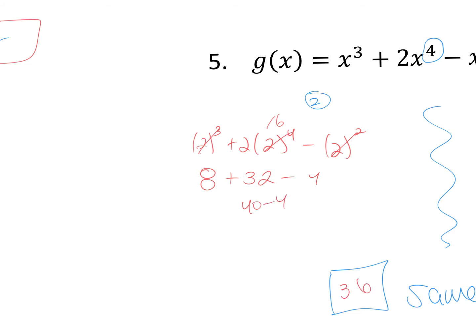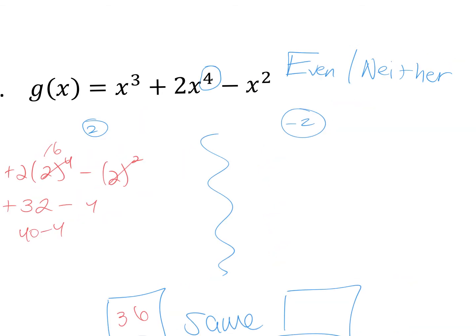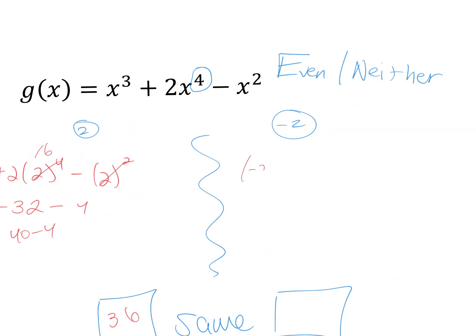Good. So same thing over here. Just plug in a negative 2. So I have negative 2 cubed plus 2 times negative 2 to the 4th power minus negative 2 squared. So negative 2 cubed is negative 8. Negative 2 to the 4th power is 16 times 2 is 32. Minus negative 2 squared is 4.